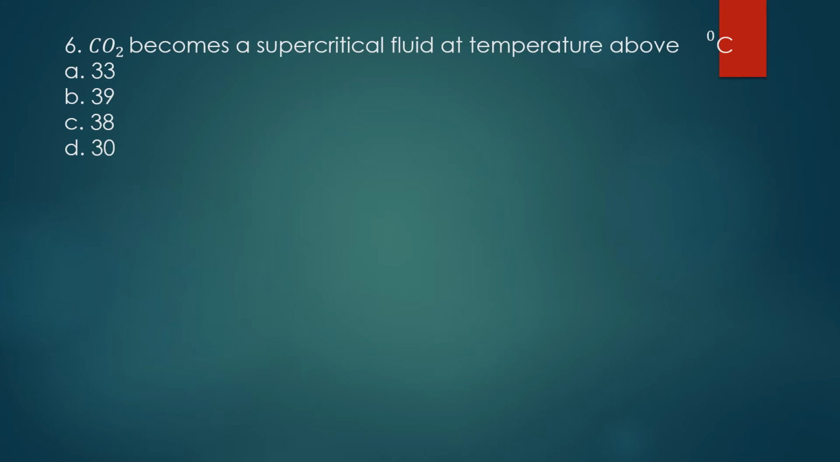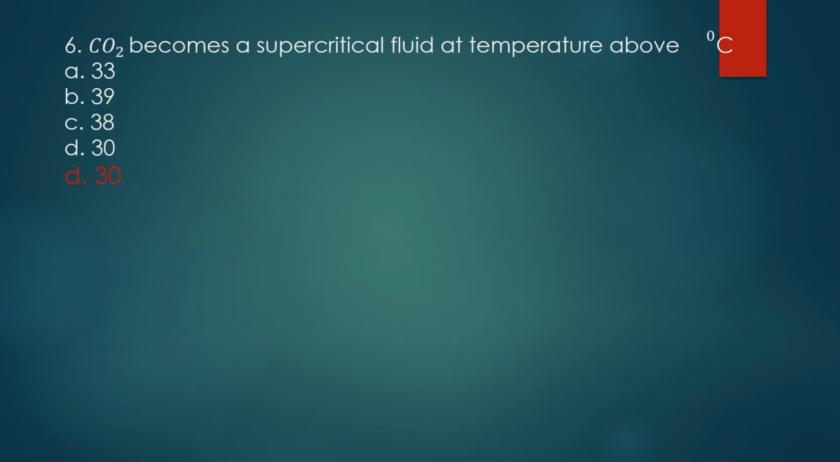MCQ number 6. CO2 becomes a supercritical fluid at temperature above dash degree centigrade. Option A is 33. Option B, 39 degree centigrade. Option C, 38 degree centigrade, and option D is 30 degree centigrade. And our correct option is option D, that is 30 degree centigrade. Carbon dioxide becomes a supercritical fluid at temperature above 30 degree centigrade.